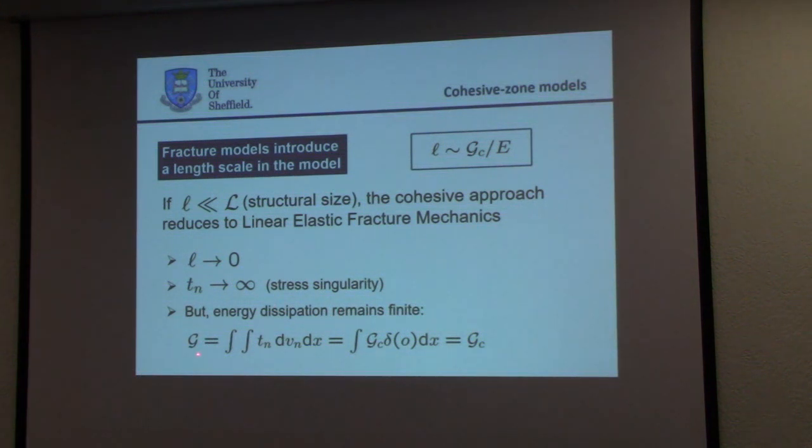However, as we know, the energy dissipation remains finite, because here you have your traction, which you can write as your fracture toughness times a Dirac function, integrated over the length gives you the fracture toughness. So it's again the Dirac function property that the integral of the Dirac function over the length equals 1. That's just the property.